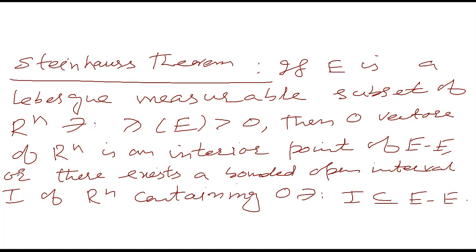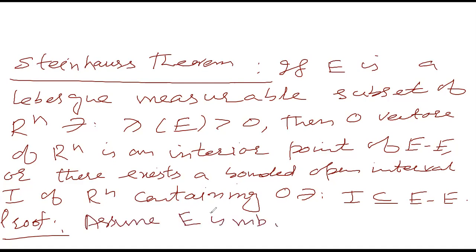Okay, so let's prove this theorem. Proof of the theorem. Assume E is measurable and its Lebesgue measure is positive. That's our assumption, that's in the statement.